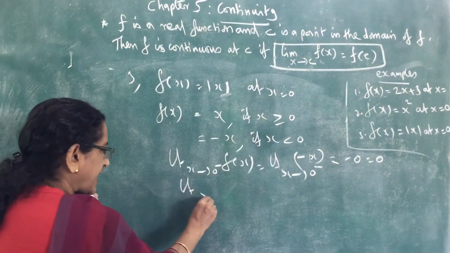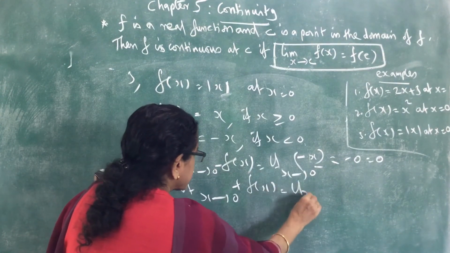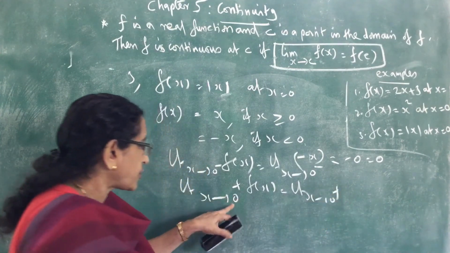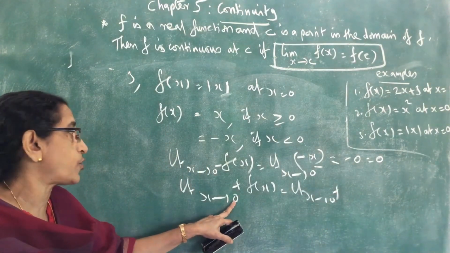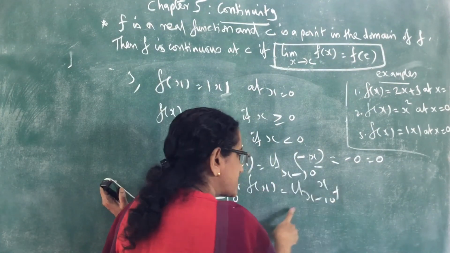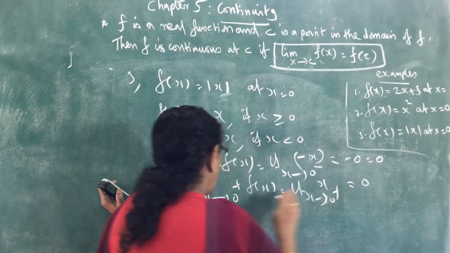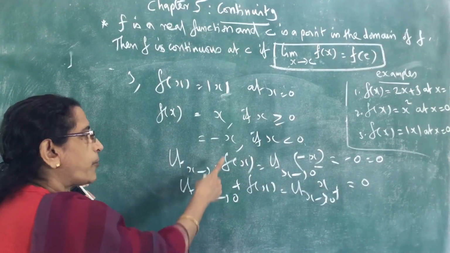Now we can find the right hand limit, the limit as x tends to 0 plus of f of x. 0 plus means x is greater than 0. When x is greater than 0, what is the function? The function is x. Now put x equal to 0, so we get 0. So the left hand limit and right hand limit are both equal.